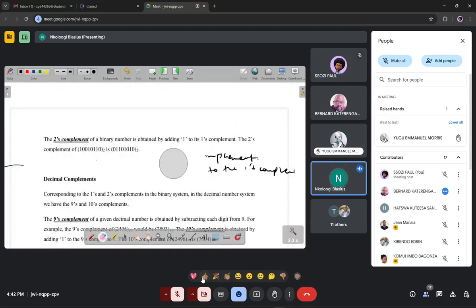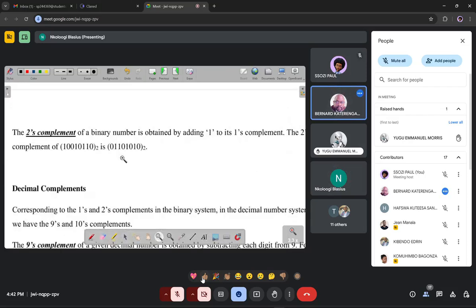Read this section of the two's complement. The two's complement of the binary number is obtained by adding 1 to its complement. The two's complement of 1001 is equal to 01101010.